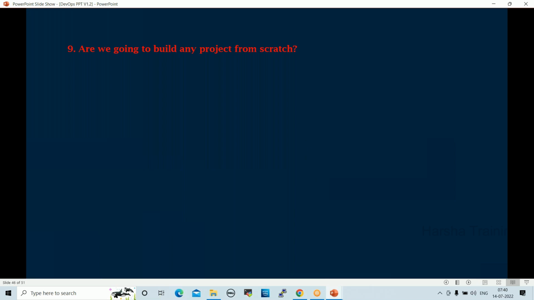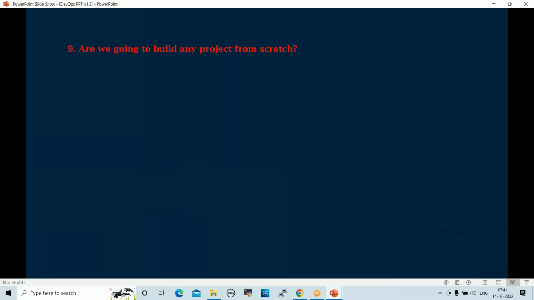Are we going to build any project from scratch? Yes. We are going to build 3 live projects from scratch. We create one free account in AWS, which is 1 year free. We don't need to pay anything extra for that. So in that AWS console only, we can practice.